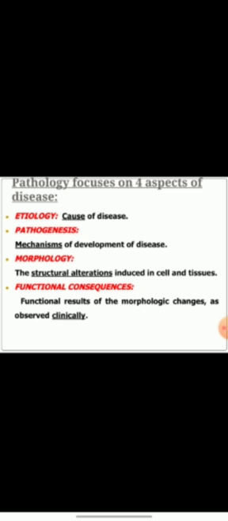Morphology means what changes have been produced in the specific organ or system because of that mechanism of disease production. So that is structural alteration induced in the cells and tissues, that is the morphology. And functional consequences are the results of disease, either due to morphological changes or cellular changes, which you observe as a clinician in the patient. So that is the functional consequences, also known as clinical signs and symptoms. And it can also be studied biochemically if you study the blood or the serum.